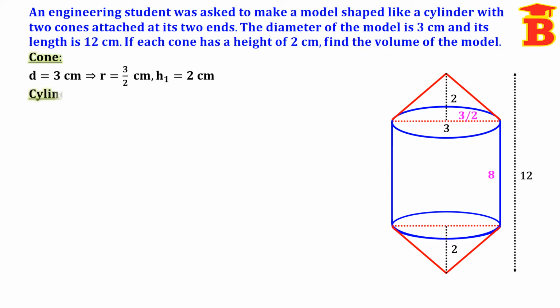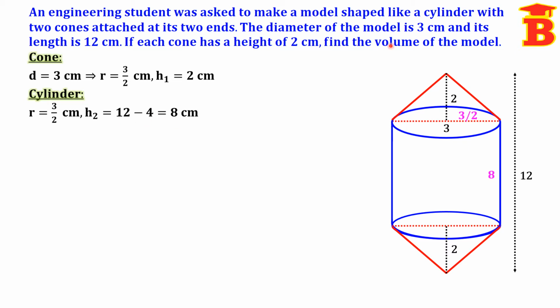Next, let us write the informations about cylinder. For cylinder, we have the same radius, that is 3 by 2 cm, because this cylinder and cones are attached. So we have the same radius, and the height of the cylinder, we take it as h2. So total height 12 minus cone height. We have two cones, so 2 plus 2, 4. Therefore 12 minus 4, that is equal to 8 cm.